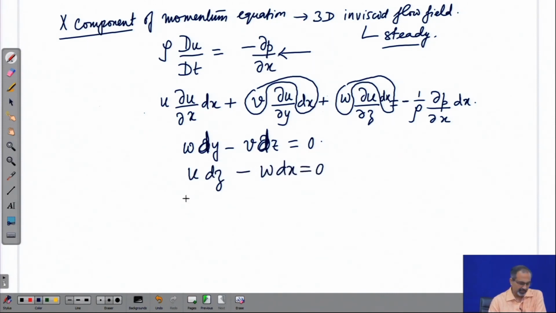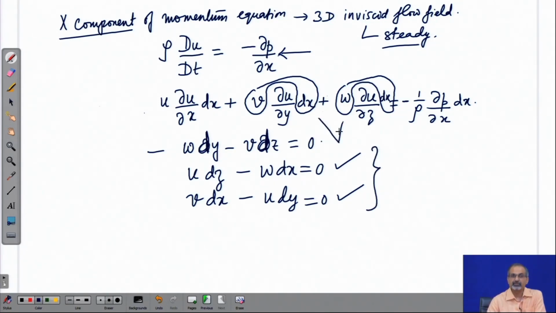So, in 3D space, the streamline equations look like this, and we are going to make use of these 2 actually. This will not be required. So, if you associate these 2 equations with the above 2 terms which are indicated, you can rewrite this equation. So, let us try rewriting it.